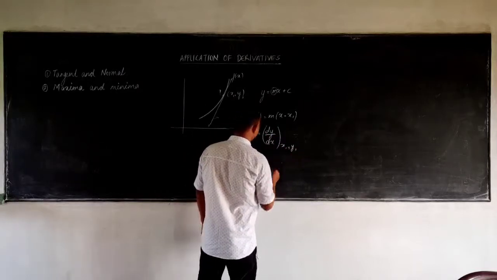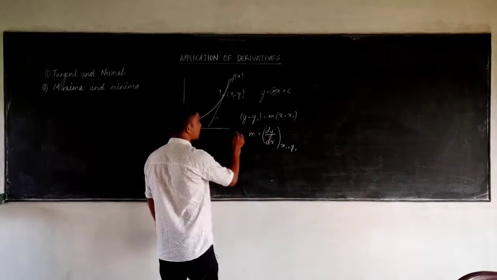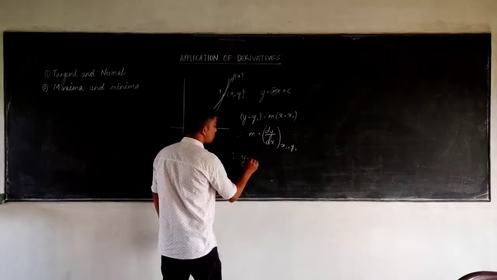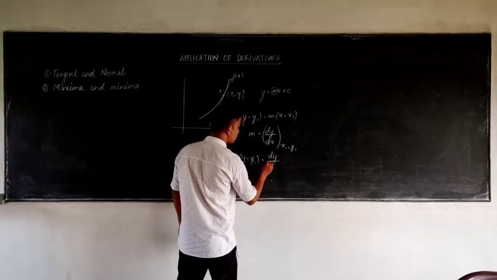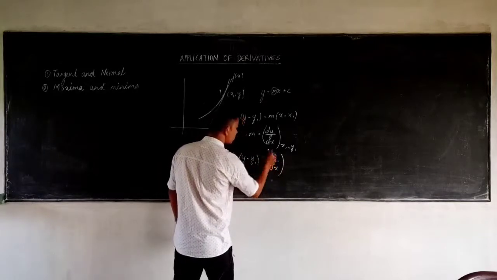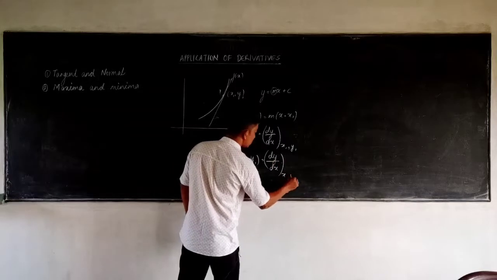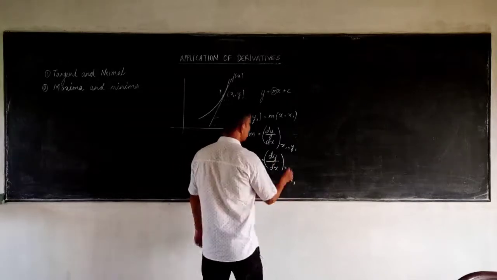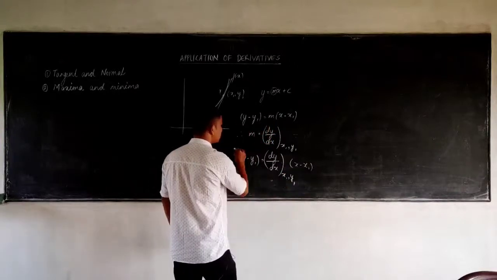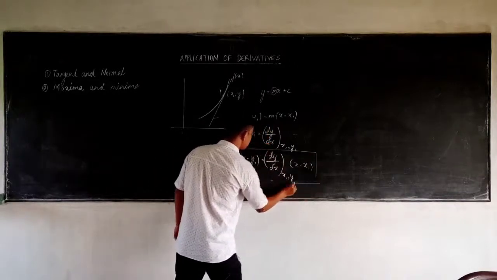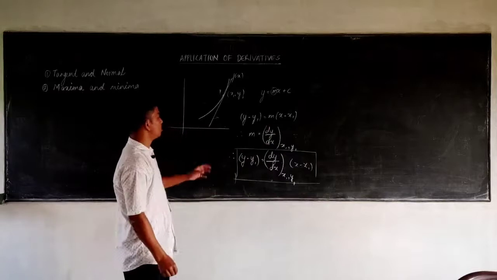So finally, the equation of the tangent will be y minus y1 equals dy by dx at the point x1, y1, into x minus x1. Using this formula we can easily get the equation of the tangent to the given curve at a point.